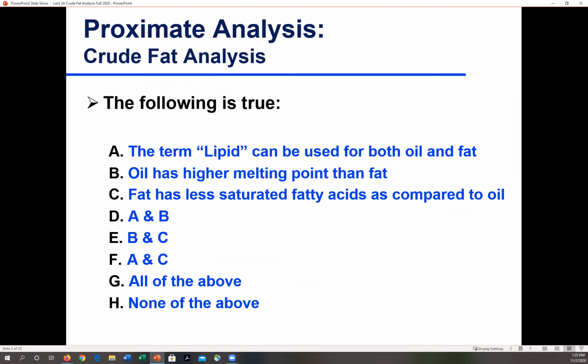So the following is true. The term lipid can be used for both oil and fat. Oil has higher melting point than fat. Fat has less saturated fatty acid as compared to oil. That's a little bit of food chemistry, trying to remember your food chemistry a little bit, because a lot of the analysis we're going to talk about here and later when we do the fat characterization chapter require you to know some of these basics.